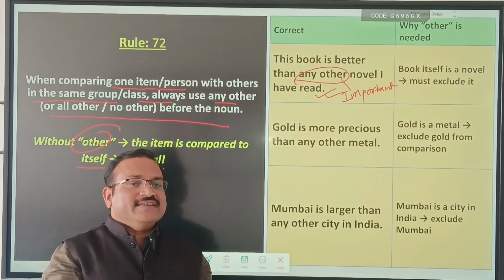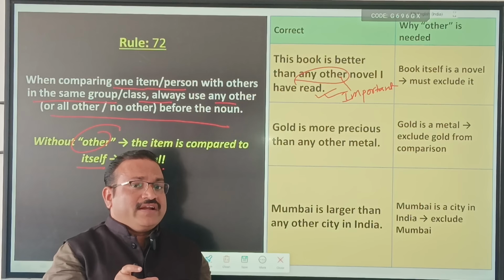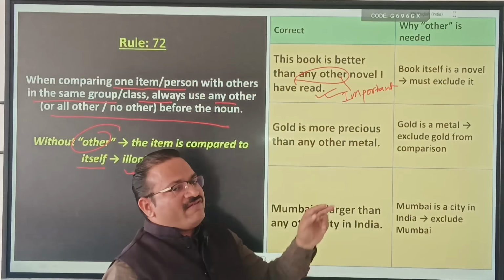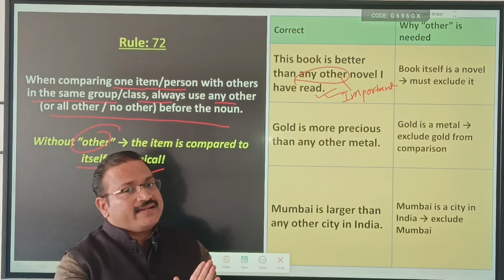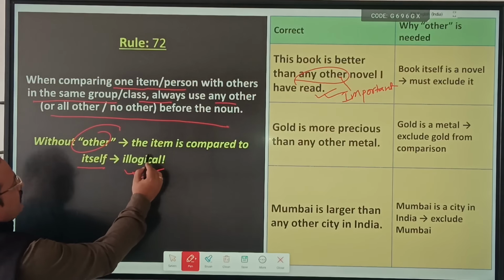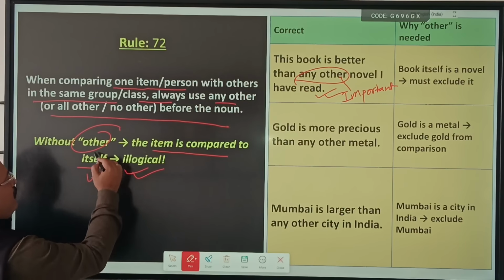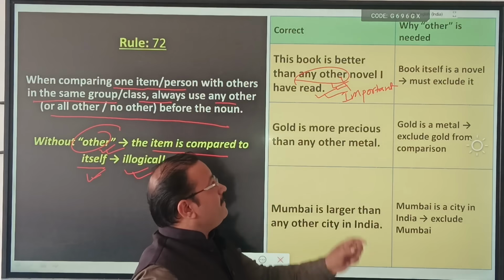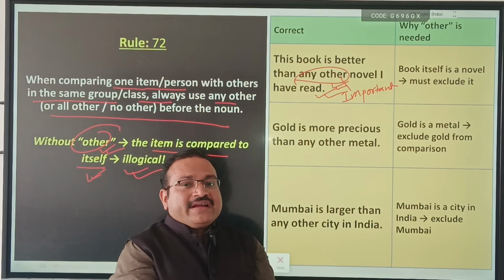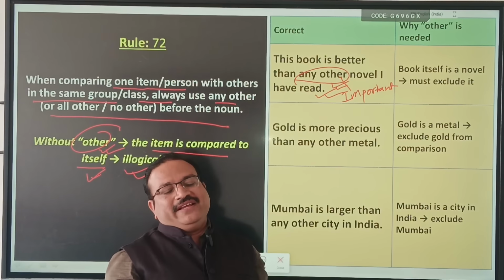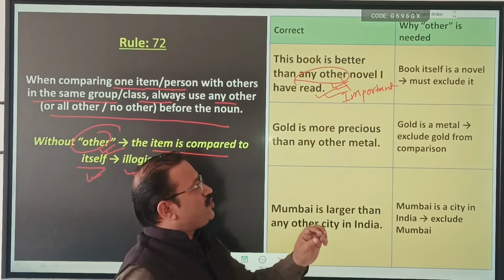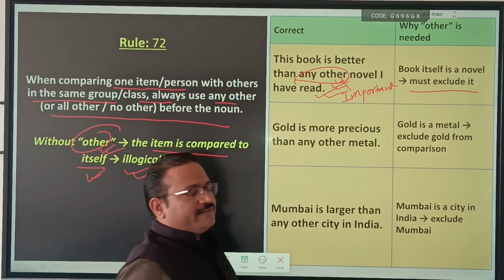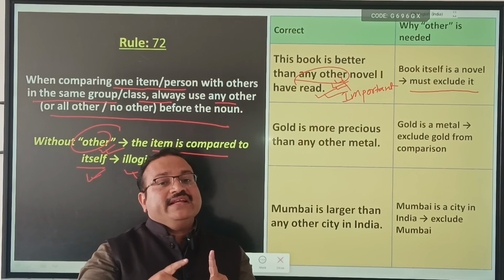Any other. In the examination, what kind of question? "The book is better than any novel I have read," which is wrong. Any plus other. Why? Because the item is compared to itself. If you are not using other, then the book is being compared to itself only. Just to exclude it, we have to use this other. In simple words, remember, any other.